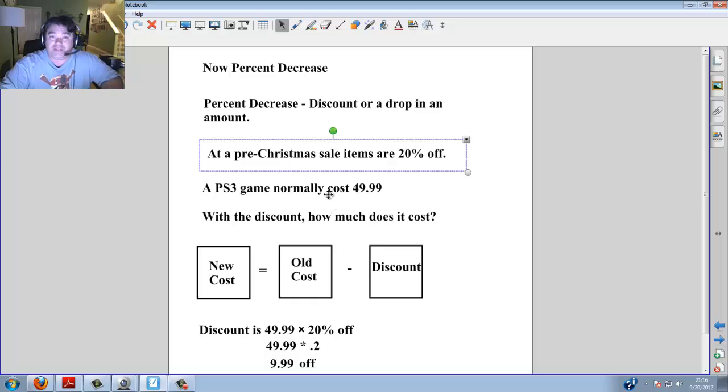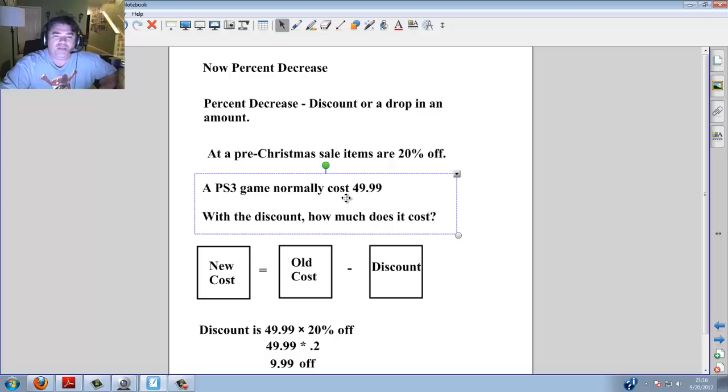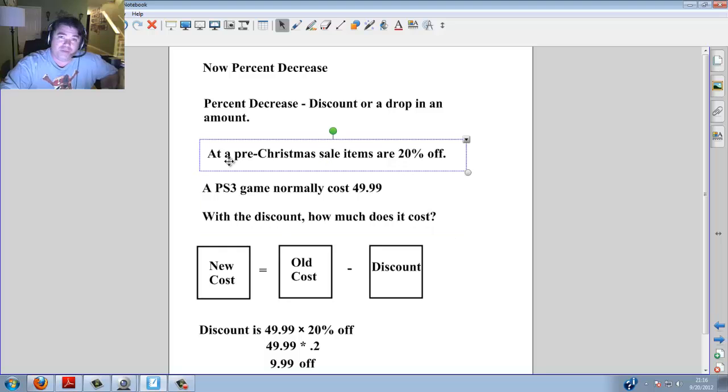Anyway, back to the example. So a pre-Christmas sale we're saying is 20% off. A PS3 game normally costs, let's say, $49.99. With the discount, how much will it cost? So let's talk about this. Games normally cost $50 or $49.99. You're getting 20% off of this pre-Christmas sale.